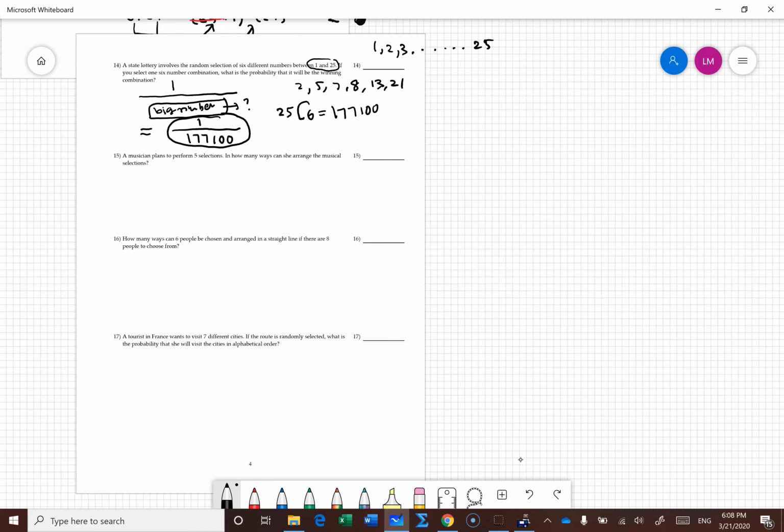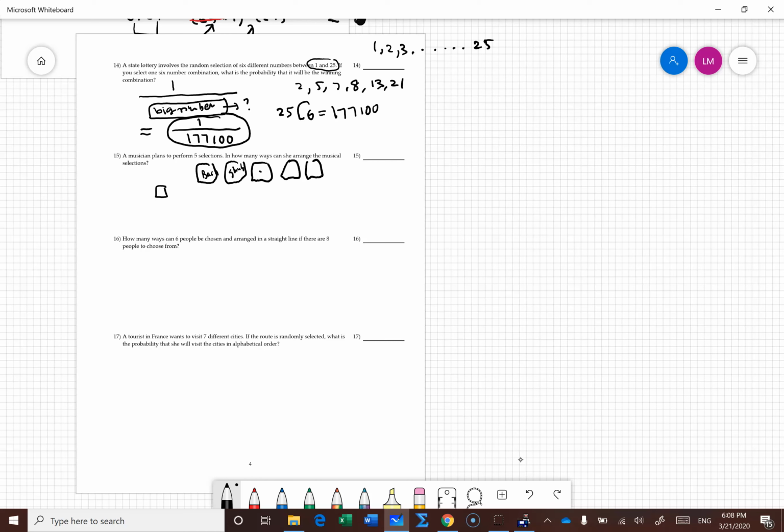A musician plans to perform 5 selections. In how many ways can she arrange the musical selections? She has 5 selections. This is by Bach, this is by Schubert, this is by some artist, this is another artist, and another artist. She has 5 of them. How many ways can she perform? It is like a listing.